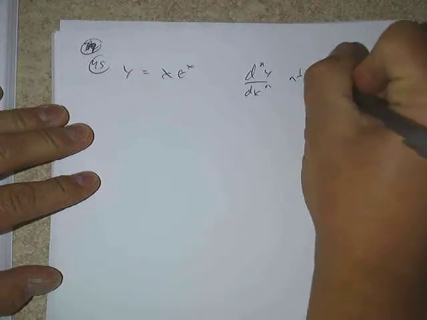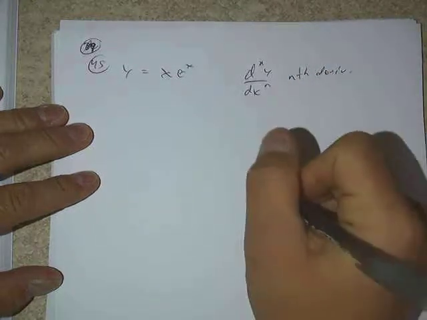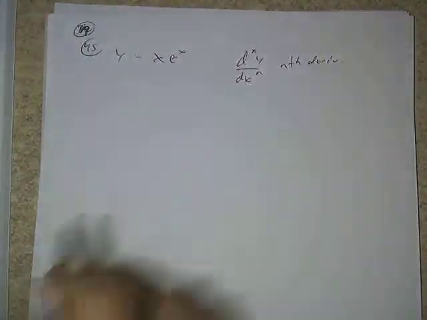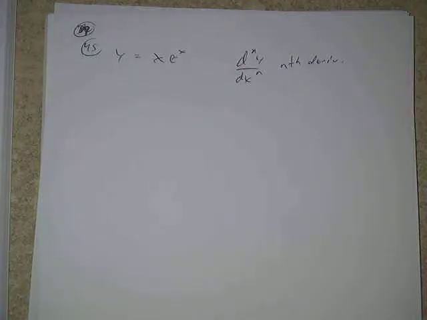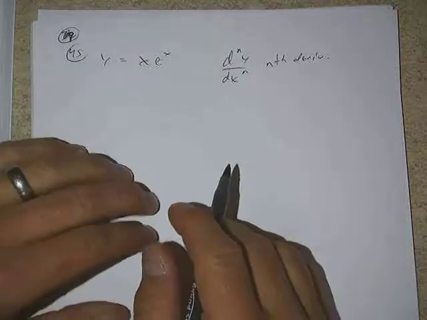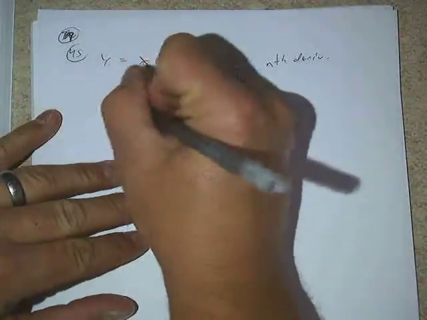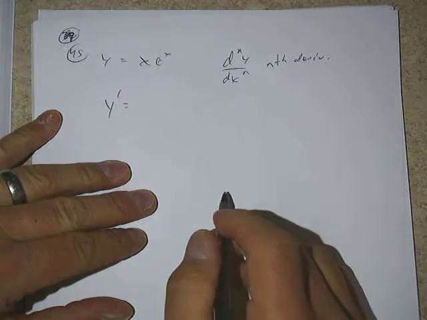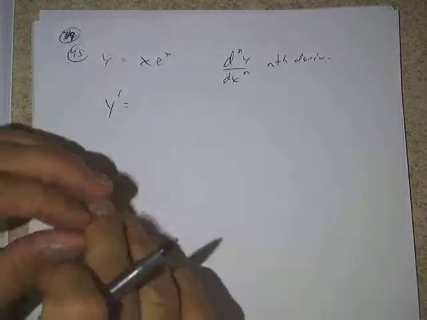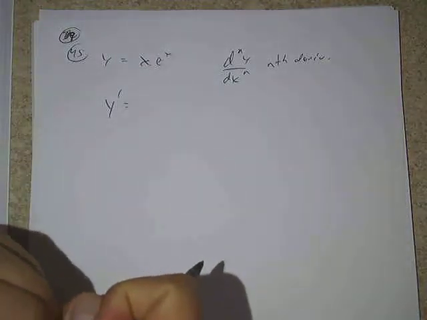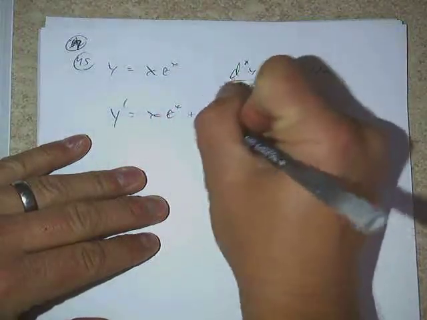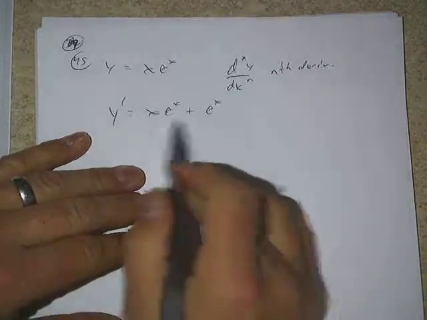45. It says if y equals x e to the x, and d^n y/dx^n is the nth derivative. What we want to know then is, can we write an expression for the nth derivative of this given equation? To do that, our best bet here is probably to look for a pattern. So let's see, what's the first derivative? If we do the first derivative, what rule are we going to have to use?